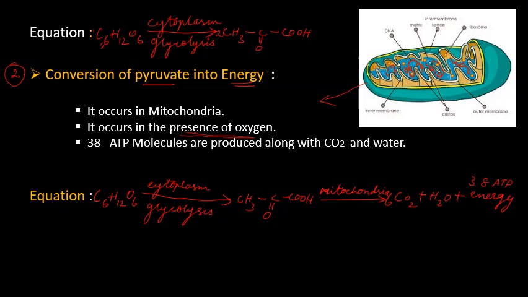So now what happens? There are two steps involved in aerobic respiration. One is glycolysis, that is conversion of glucose into pyruvate, and then conversion of pyruvate into energy. Is it clear? Now here 6 molecules of carbon dioxide and 6 molecules of water are also produced.